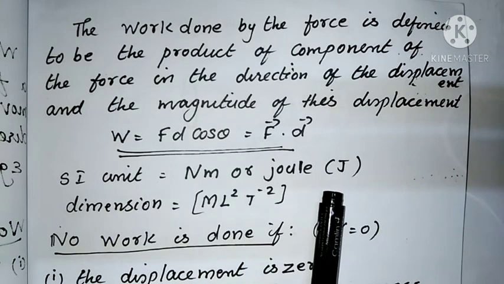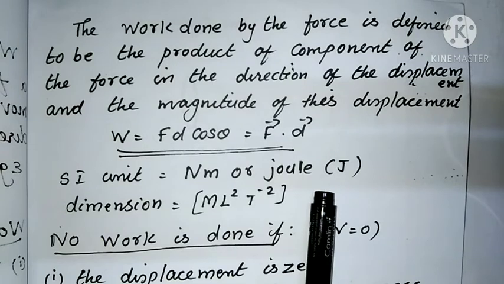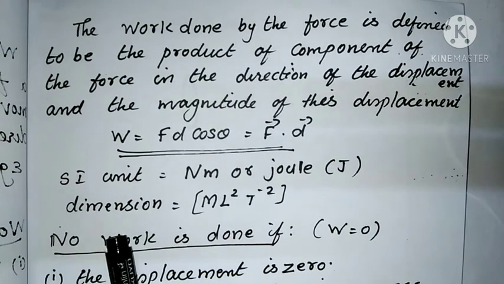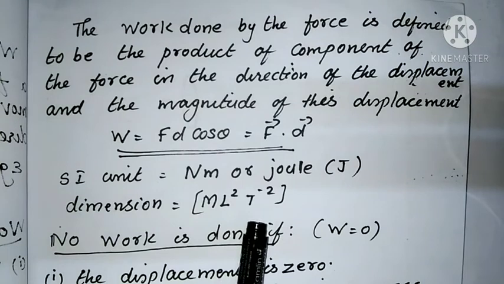Symbol capital letter J. This is named after the British physicist James Prescott Joule. Then what is the dimension? ML squared T raised to minus 2, you already studied.